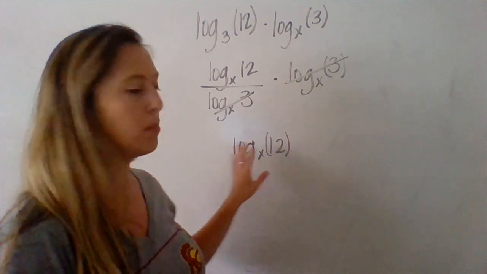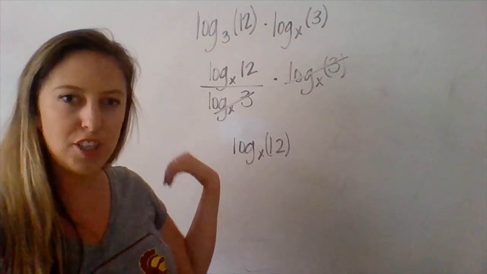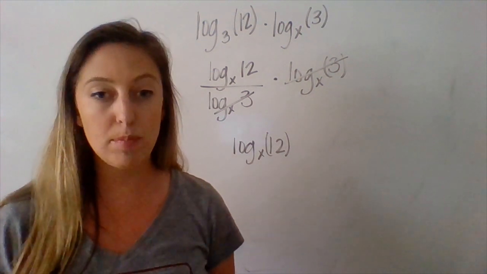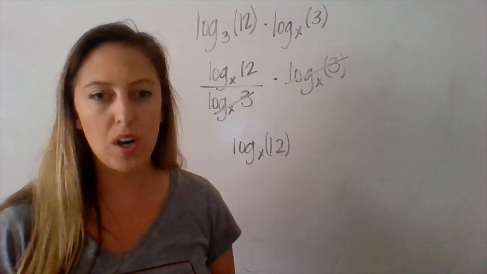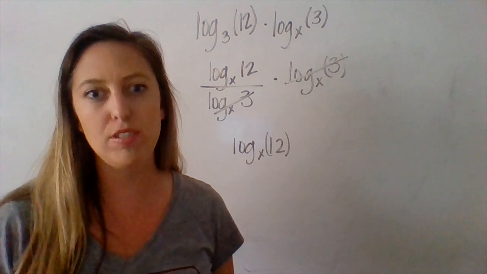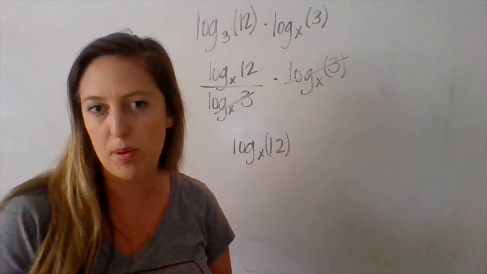Sometimes this will be within another problem, so keep an eye out for that change of base. Or think back to the problems we did before. If at the end we weren't able to put it into the calculator, that's when we would use the change of base so that we could get that decimal approximation.